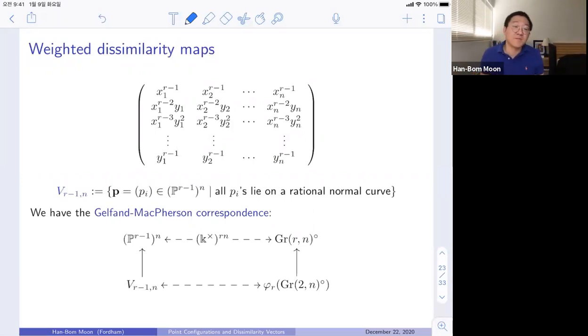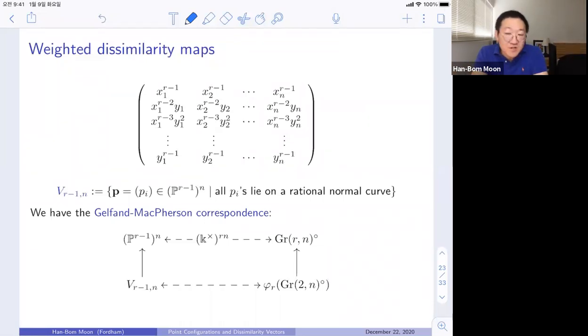So we have a point configuration. Moreover, each point configuration lies on a standard rational normal curve. So if we describe V_{R-1,n} as the set of all n-point configurations lying on a rational normal curve, then this variety V_{R-1,n} has a connection with the image of the tropical Grassmannian via the Gelfand-MacPherson correspondence. I'm not going to explain the details of the Gelfand-MacPherson correspondence here, but you can understand it in this way.